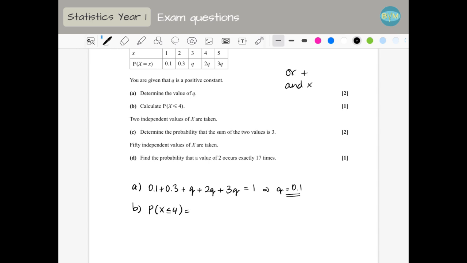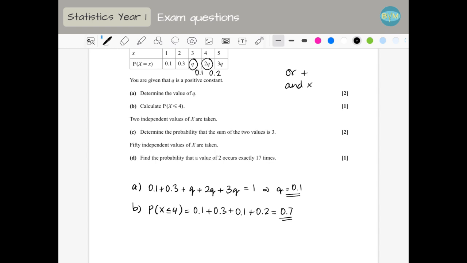So x can be 1, so the probability of being 1 is 0.1, plus it can be 2, 0.3, or it can be 3, the probability is 0.1, or it can be 4, the probability is going to be 0.2, because we know the value of q. And this is 0.7.